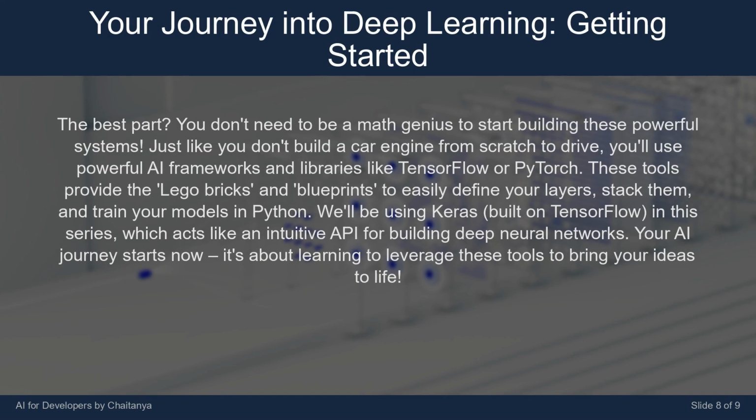The best part? You don't need to be a math genius to start building these powerful systems. Just like you don't build a car engine from scratch to drive. You'll use powerful AI frameworks and libraries like TensorFlow or PyTorch. These tools provide the Lego bricks and blueprints to easily define your layers, stack them and train your models in Python. We'll be using Keras, built on TensorFlow, in this series, which acts like an intuitive API for building deep neural networks. Your AI journey starts now. It's about learning to leverage these tools to bring your ideas to life.